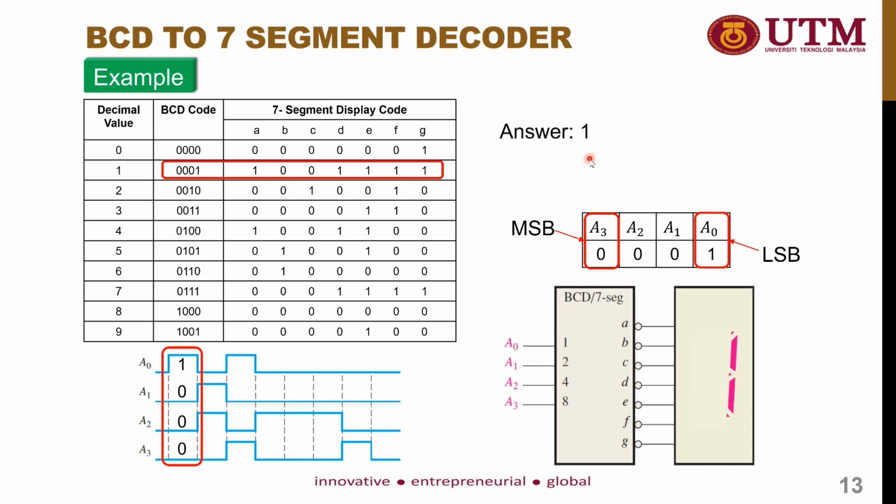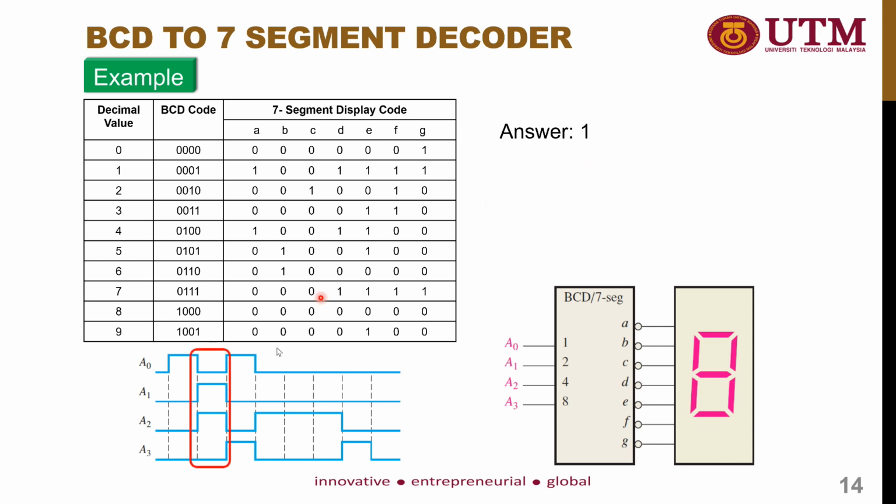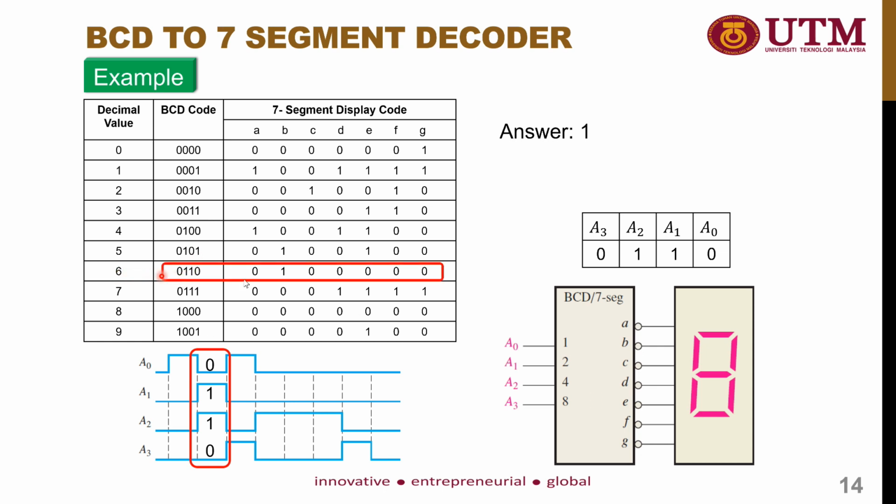Next, let's move to the next sequence. The next sequence shows A0 equals 0, A1 equals 1, A2 equals 1, and A3 equals 0. After we determine the correct sequence of the BCD number, you will get 0, 1, 1, 0. Then you compare with the truth table, 0, 1, 1, 0, and you get the number 6. So the number 6 will appear inside the 7 segment display, and your next number will be 6.